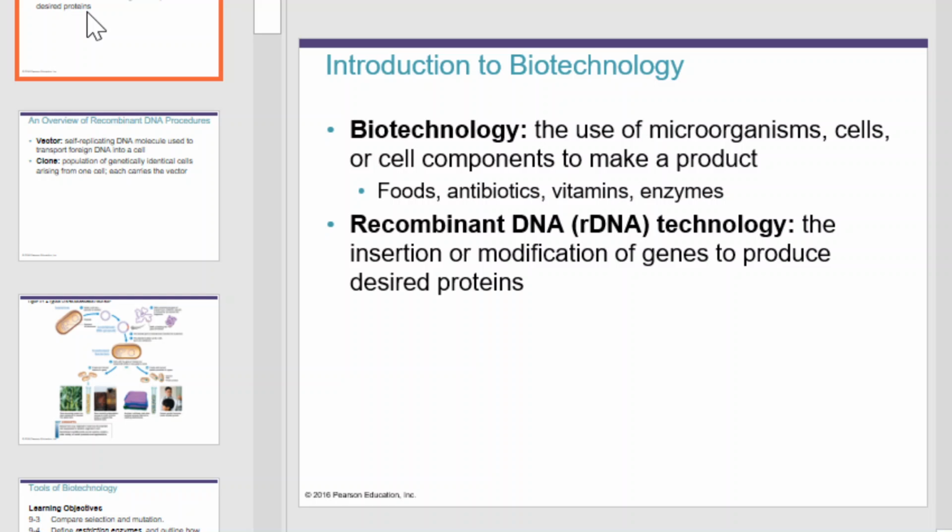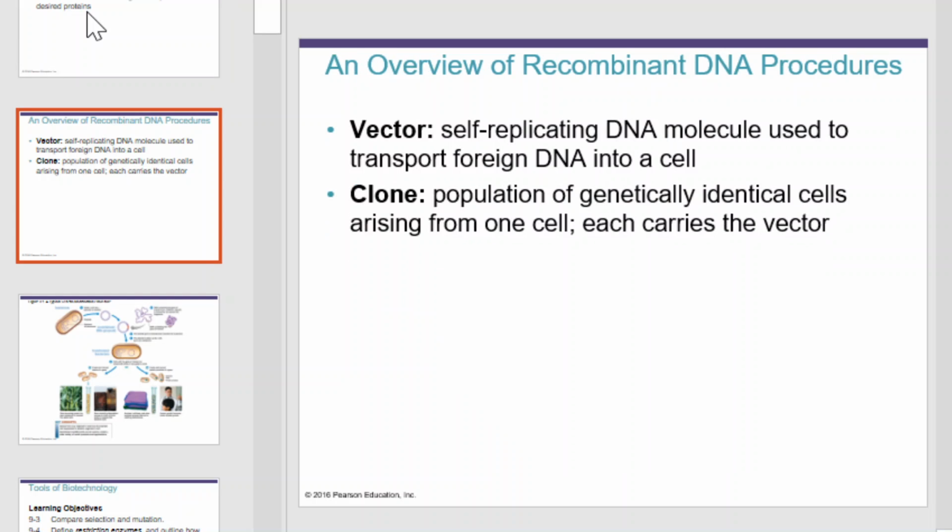Biotechnology is the use of microorganisms, cells, or cell components to make a product. Foods, antibiotics, vitamins, and enzymes are just a few things that can be made using biotechnology. Recombinant DNA, or rDNA technology, involves the insertion or modification of genes to produce desired traits.